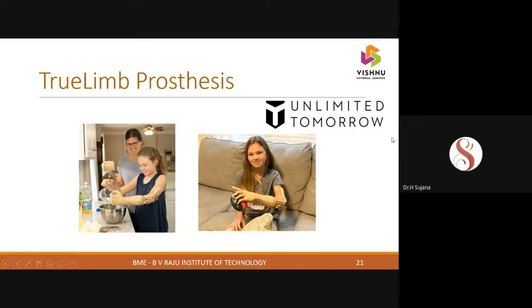So this is another company which is known as Unlimited Tomorrow. You'll be surprised, this was started in 2013 by a 14-year-old boy. His name is Easton Chappell. He called his prosthesis True Limb prosthesis. He wanted a prosthesis which looks exactly like the other one, the same skin color. And he focused on pediatric prosthesis, for kids who don't have a limb. His process, he says, is totally personal, lightweight, and affordable.